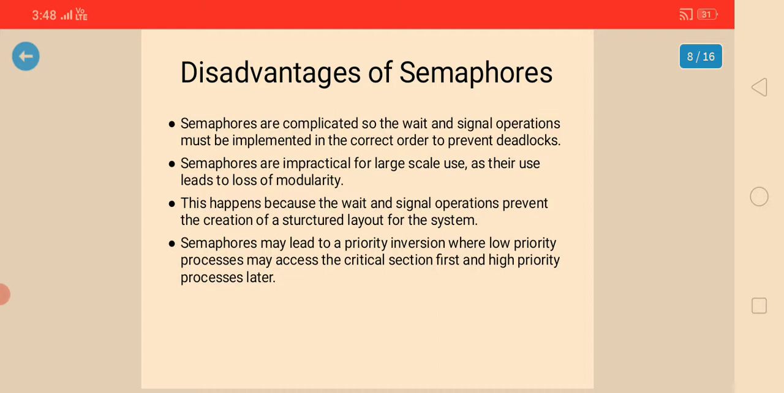Semaphores are impractical for large scale use, as their use leads to loss of modularity. So there is a chance of losing the modularity. This happens because the wait and signal operations prevent the creation of a structured layout for the system.